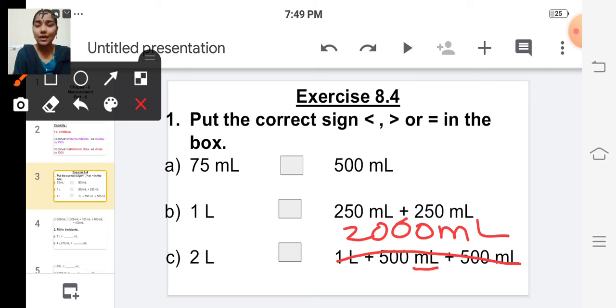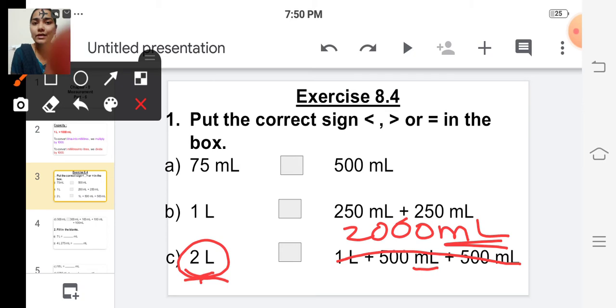And in the second step, what do we have to do? We have to check the units, right? Whether both the units are same or not. Okay. So here liter and here milliliter is there. So we can convert this liter into milliliter or this milliliter into liter. So we can convert this liter into milliliter. So to convert liter into milliliter, what do we have to do? We have to multiply by 1000, right?